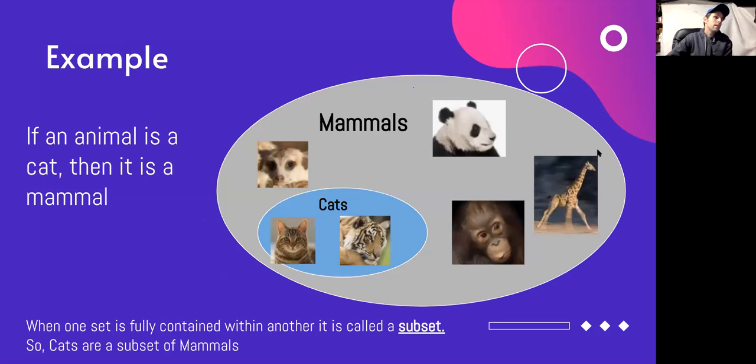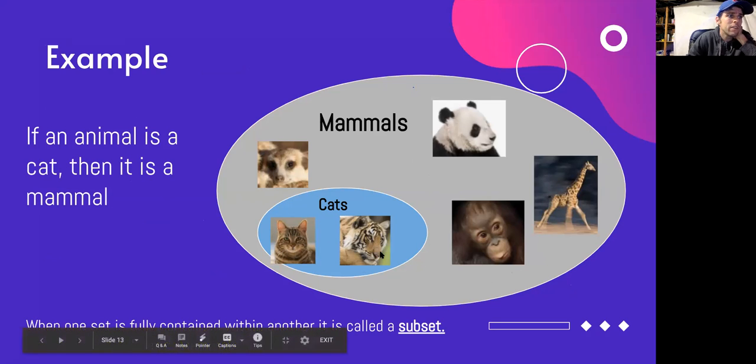Okay, so here's an example of a true conditional statement. If an animal is a cat, then it is a mammal. So you can see here we have our set that represents mammals. So we have a meerkat, I think, a panda, a giraffe, a chimpanzee. Obviously, there's all kinds of things that are mammals that are not pictured here. And inside of that, we even have some cats here, right? Cats are mammals by definition.